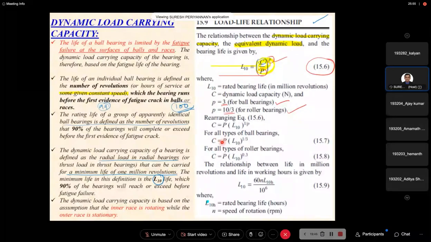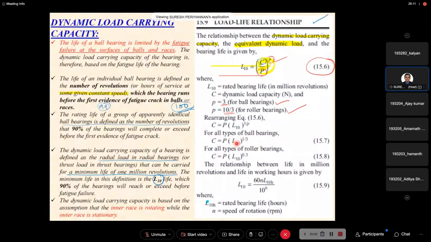P is, as we already know, the equivalent dynamic load. We already discussed this equation. Now C is equal to P into (L by 10 to the power 6) whole power 1 by 3. This is for ball bearing.